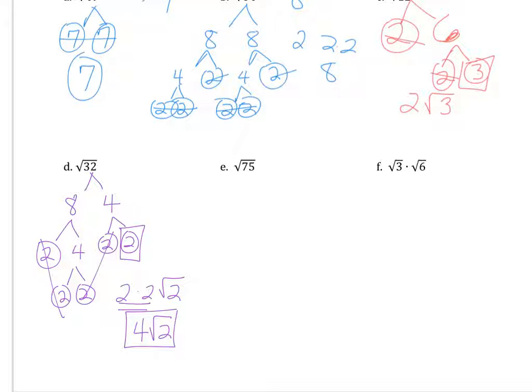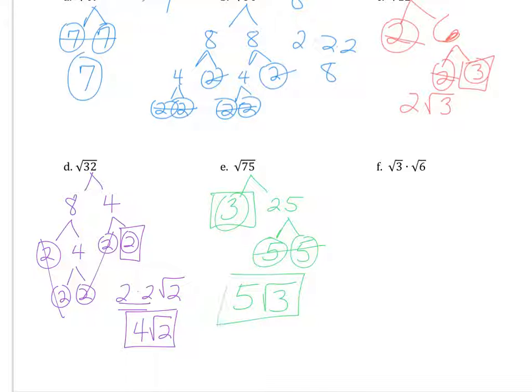Alright, moving on to the next example here. 75. I know that that's 3 times 25. Factoring 25, that's 5 times 5. Got some prime numbers here. So my pairs come out once. And then this leftover 3 goes under the square root. Final answer, 5 square root of 3.